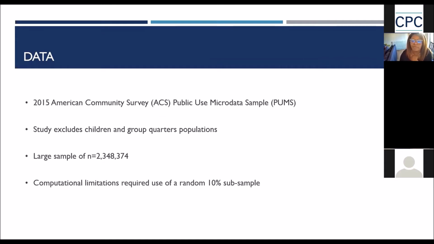The microsample files are data products derived from the full ACS. It enables data users like myself to create their own estimates on various characteristics across geographic areas. In lieu of using the entire microdata sample, I did delete sample members who were younger than 18 and those who live in group quarters. I didn't have complete information for all indicators for those groups.